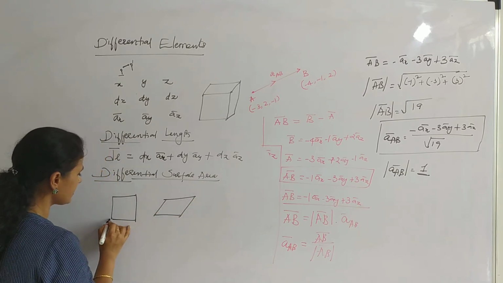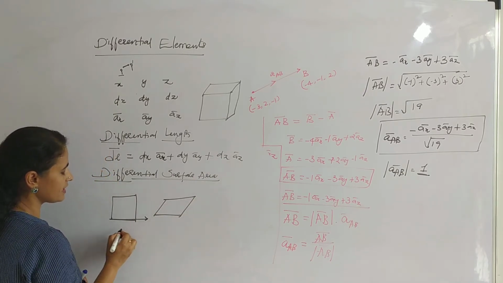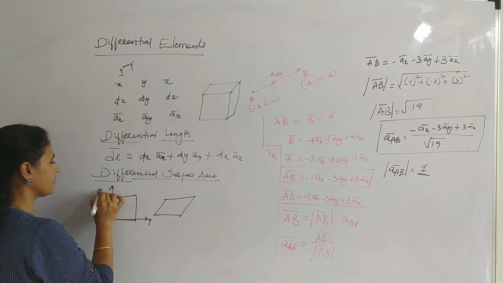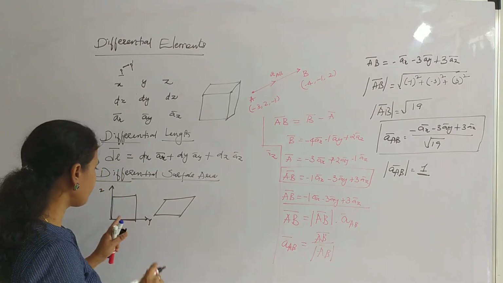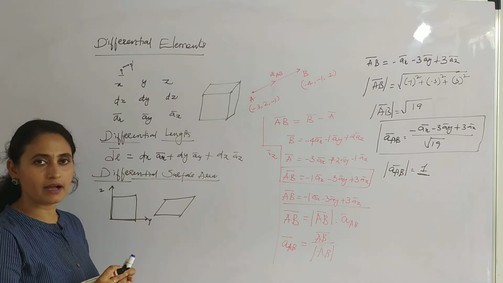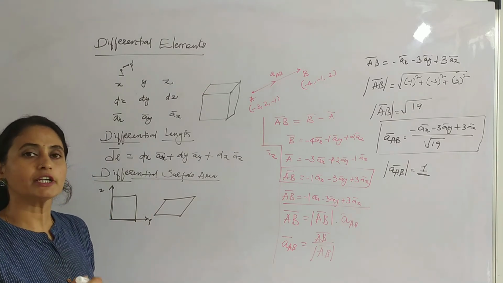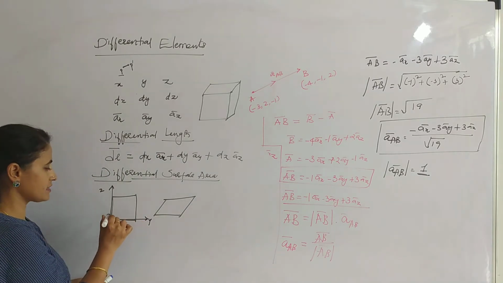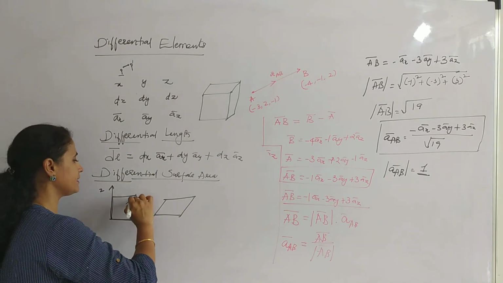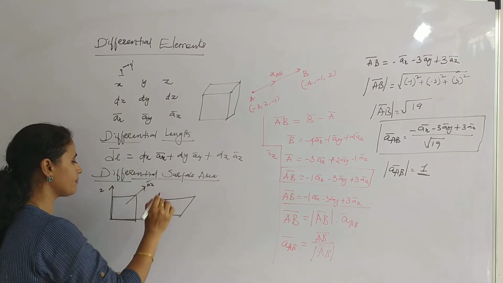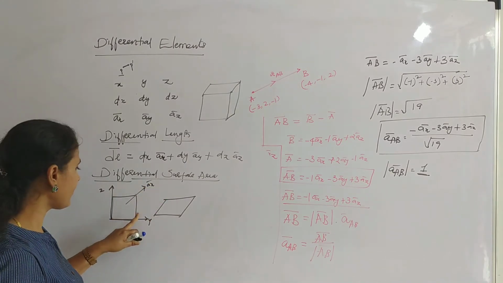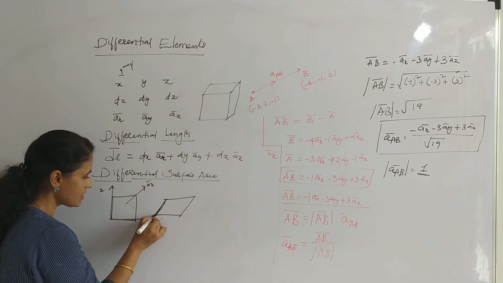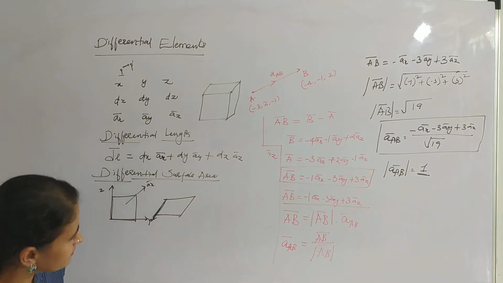If this is a surface, it has the coordinates y and z. If the surface is formed with y and z, what about the third coordinate, x? This will be normal to this one. The x will be the normal coordinate for this surface formed by y and z. This is the x coordinate.